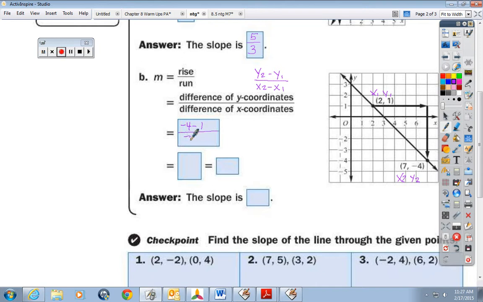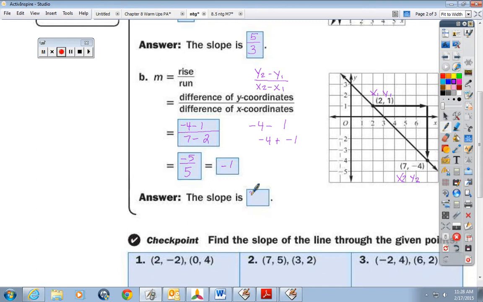Now, be careful here. Negative 4 minus 1 is the same thing as negative 4 plus negative 1, which is negative 5. And then what is 7 minus 2? Negative 5 divided by 5 is negative 1. Now, when we start using the slope to graph, you want to write everything as a fraction. So how do you write negative 1 as a fraction? Negative 1 over 1.